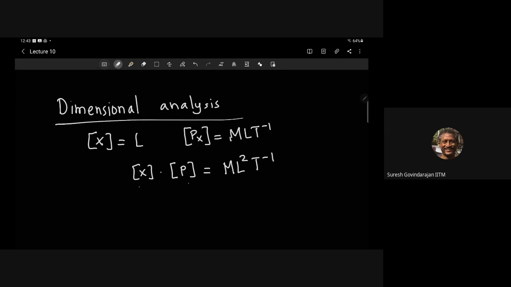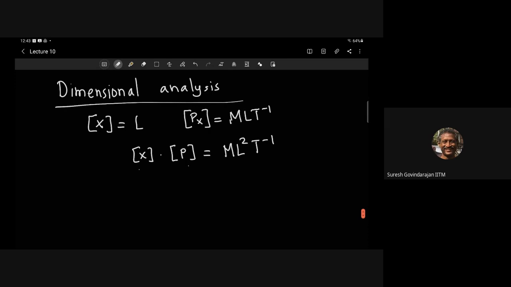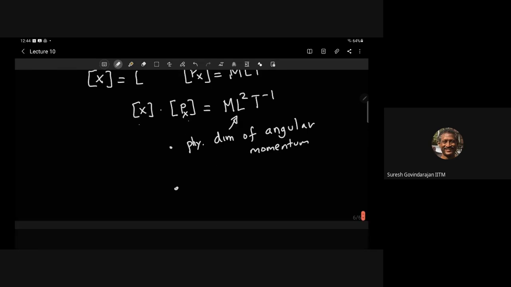Okay. So this is just a trivial computation. You will see in a moment where I'm getting at. Now if you look at this, it has the same physical dimensions as angular momentum, which is r cross p, right? But it's also the physical dimension of Planck's constant, h or h bar. h bar is just h upon 2 pi.